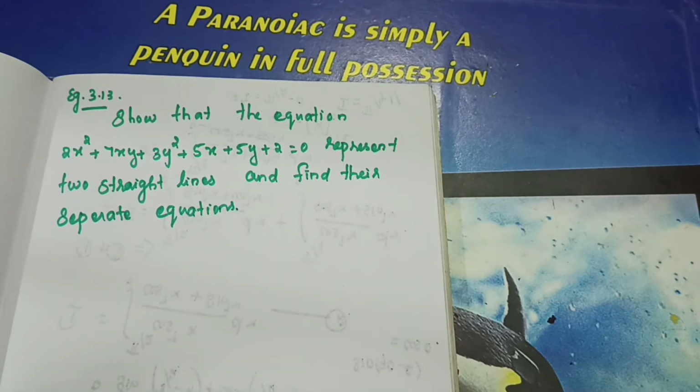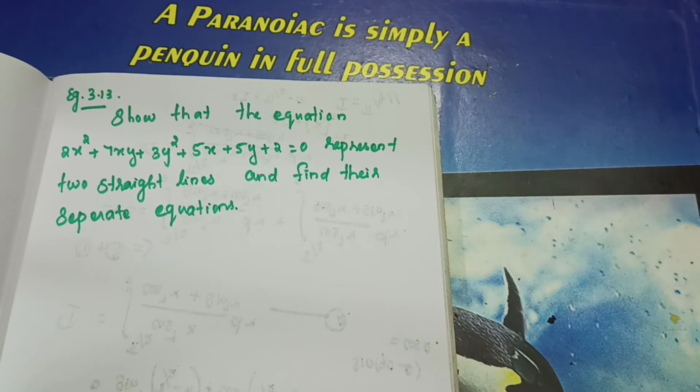What's the question? Show that one equation is given, representing two straight lines. So if you need to show it represents straight lines, what will you do? We will find out by using the last formula, otherwise the determinant value equal to 0. Both are correct. If you do it by either method, you will get the correct answer. If you get the answer 0, what will you say? It represents a pair of straight lines. Afterwards find the separate equations.